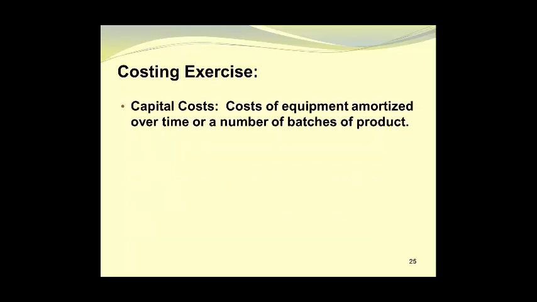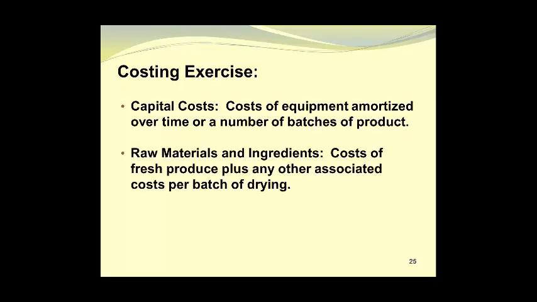Capital costs include the cost of equipment, which you will amortize over time or over a number of batches of product. If something cost you $100, you may decide to amortize it or spread the cost of it over 100 batches of product and simply tack on $1 of cost to each batch to cover the cost of the original equipment that you purchased. We also have raw materials and ingredients, and these are the costs of fresh produce plus any other associated cost per batch of drying that you do.